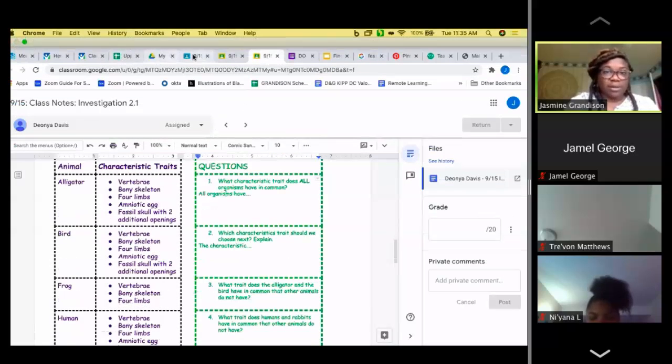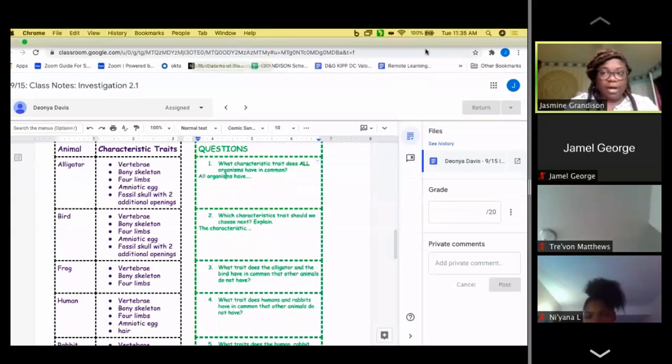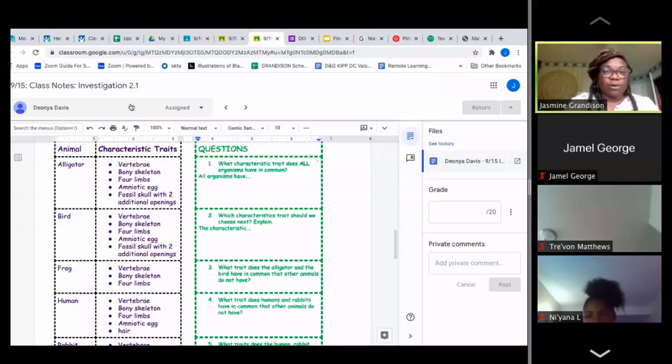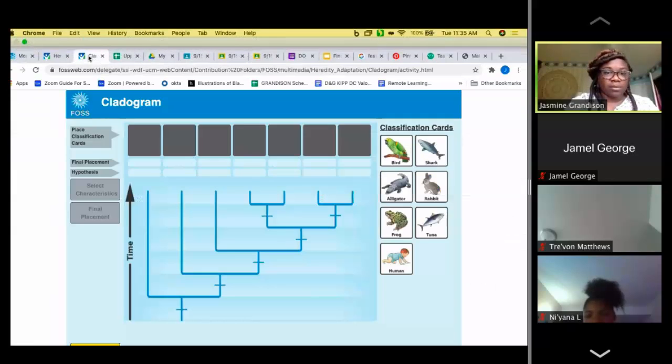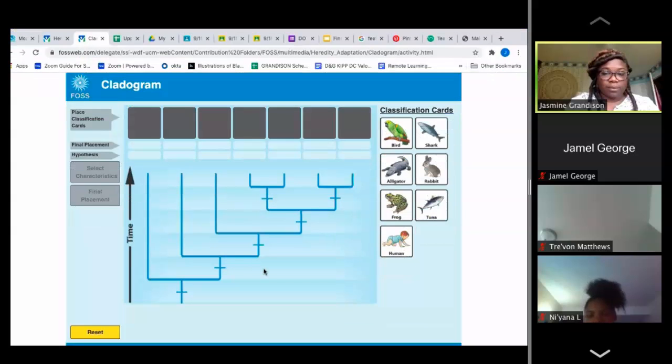So let's go back to our cladogram. Knowing that all of our organisms have a vertebrae, what do you think we're going to put for that first organism to the left? This is saying this organism has a vertebrae, but it may not have the other characteristic traits that we saw in our notes. So what can we say about the organism that goes all the way to the left?